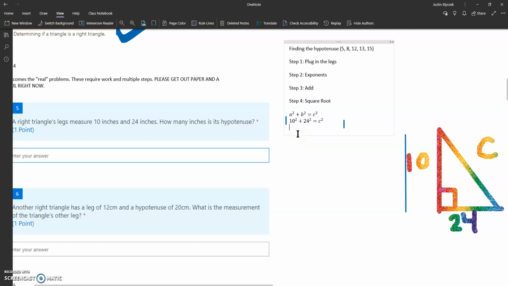Here we go. All right, so now I'm going to do my exponents. So 10 squared is 100, and 24 squared, 24 times 24 is 576. Mr. K, you're a genius. No, I'm not. I just have done that problem a million times. But I don't want that there. I want C squared there. All right, now I'm going to go ahead and add. You see how 100 and 576 are both on the same side? I'm going to add them together. So that's going to be 676.